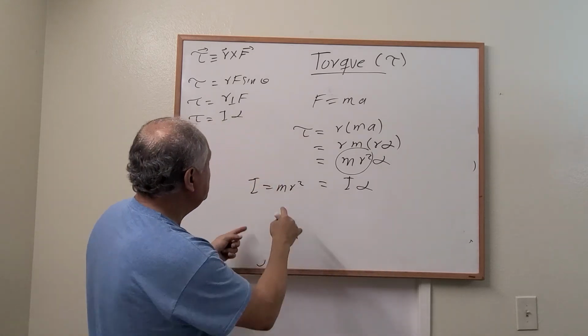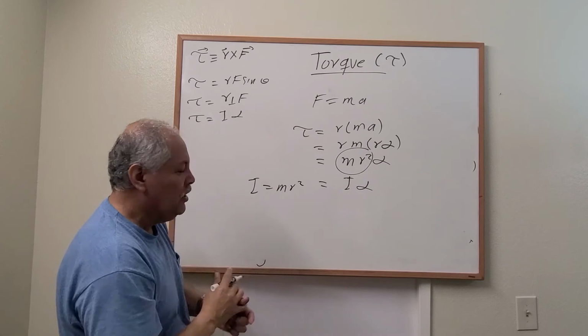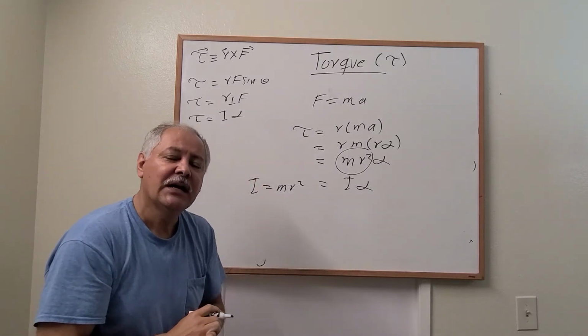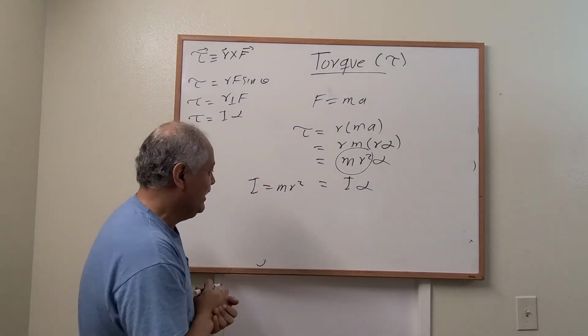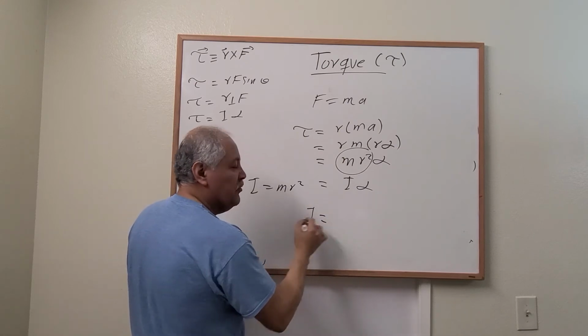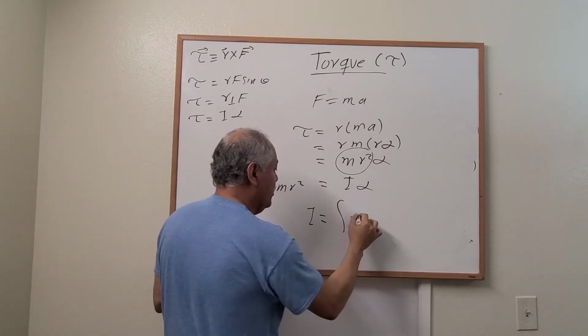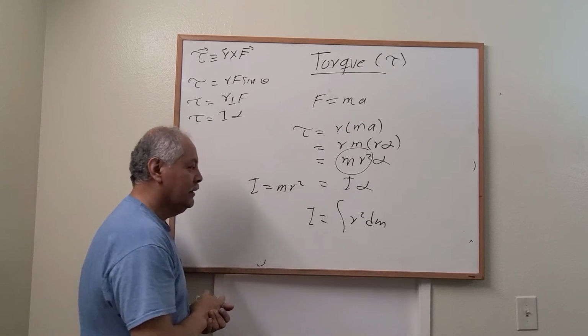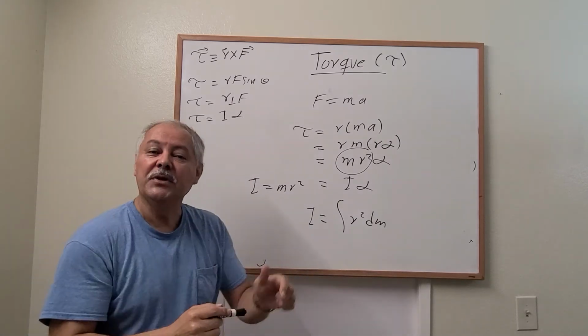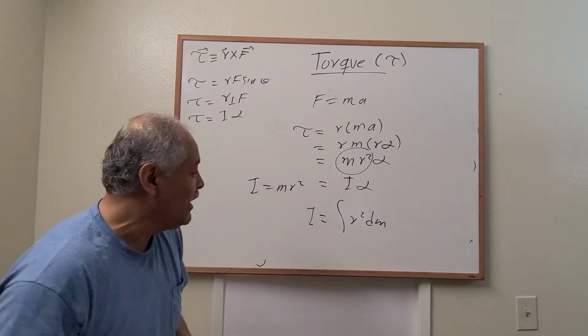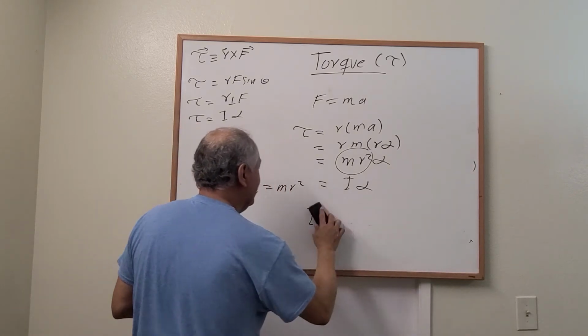This is good for particles, right? We are dealing with one particle. Also, we can deal with solids. With solids, remember, we just change the moment of inertia, which for solids is equal to the integral of r squared dm. We know that from the previous chapters. Okay, great.